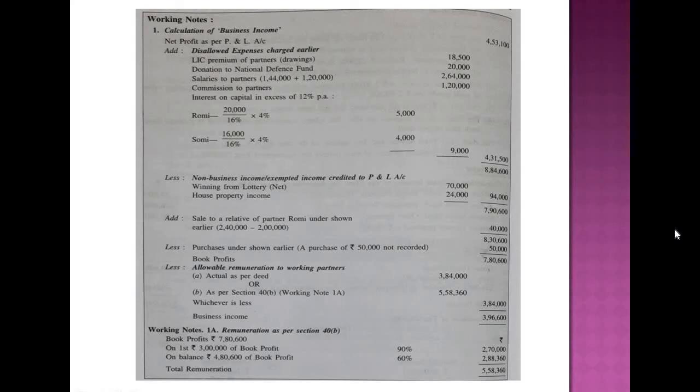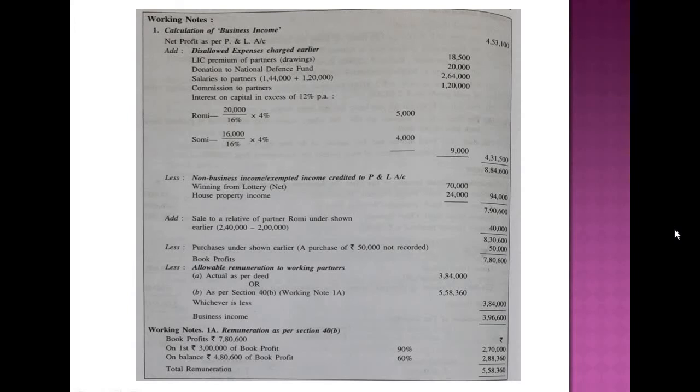Then on the remaining balance, you have to take 60%. So the remaining balance will be 7,80,600 minus rupees 3 lakhs. You'll get 4,80,600. So 60% of 4,80,600 will get 2,88,360. So the total remuneration under section 40B will be 5,58,360. You can see that the actual remuneration is 3,84,000 and the allowable remuneration under section 40B is 5,58,360. So we have to take whichever is less. So we have taken 3,84,000.